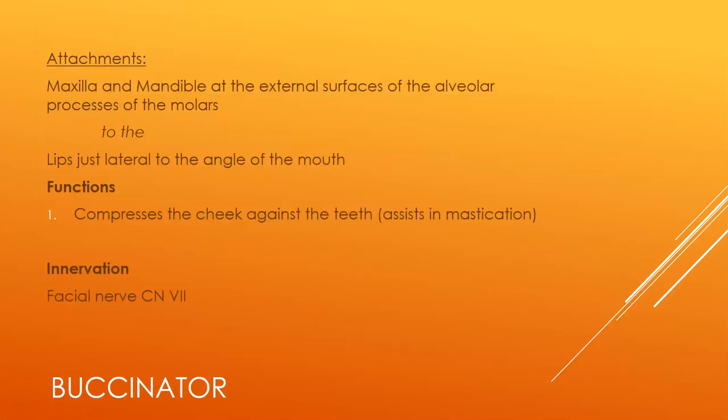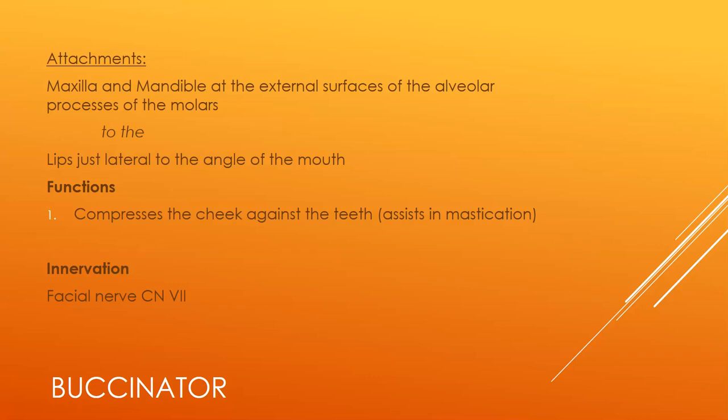The next is buccinator, or buccinator, depending on your teacher. Its attachments are to the maxilla and the mandible at the external surfaces of the alveolar processes of the molars. Remember when I passed the skull around in class, and you could see the holes where the teeth fit in when I talked about the gomphosis of the attachment of the teeth into the jaw. So think of the lateral outer surfaces of the bone around those alveolar processes at the maxilla, which is the upper jaw, and the mandible, which is the lower jaw. This is where we're talking about, and from there it goes to the lips just lateral to the angle of the mouth.